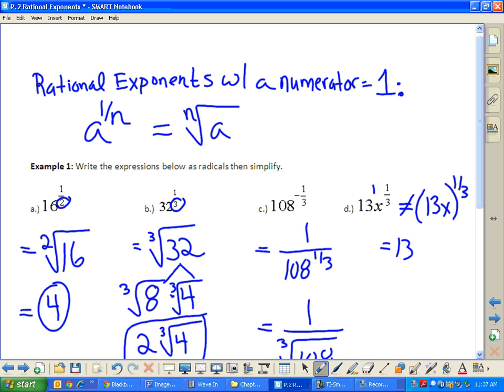X to the 1/3 power, we're learning that that is the same as the cube root of x. That's it. You can't even simplify it anymore. The end. Questions about that?